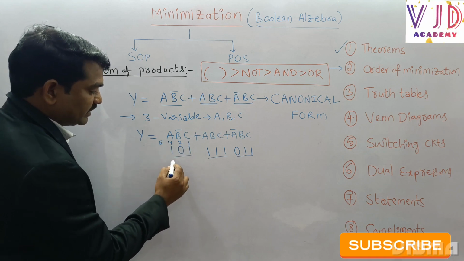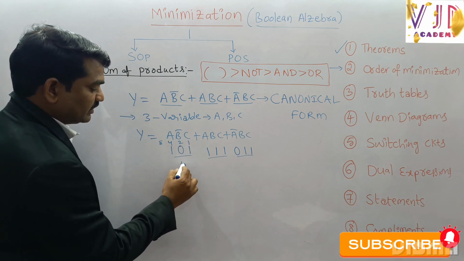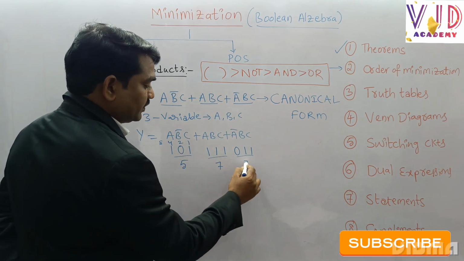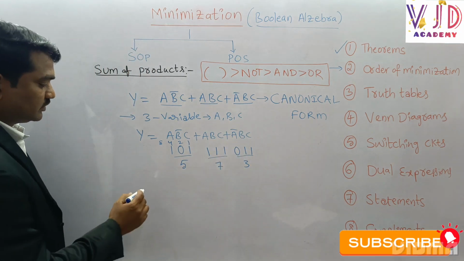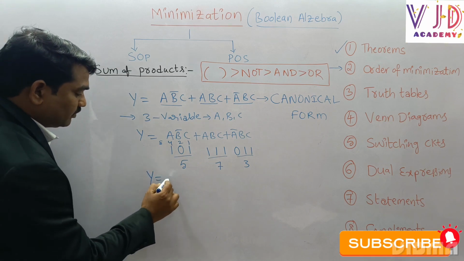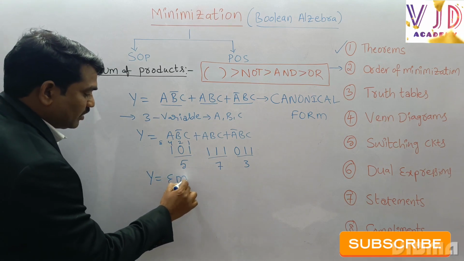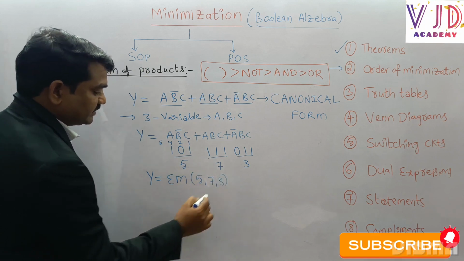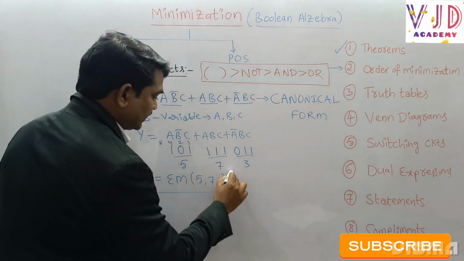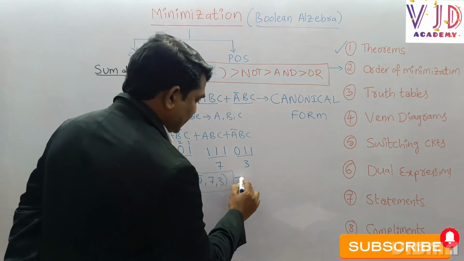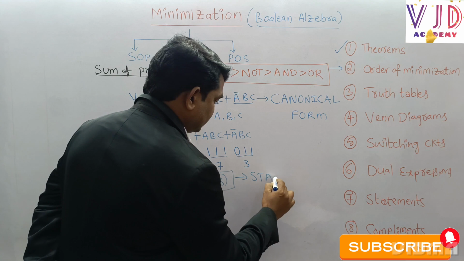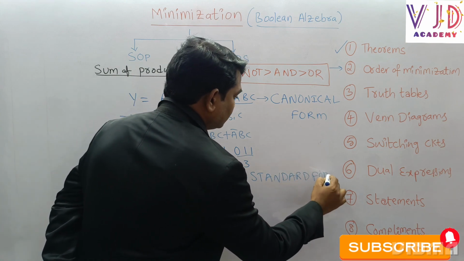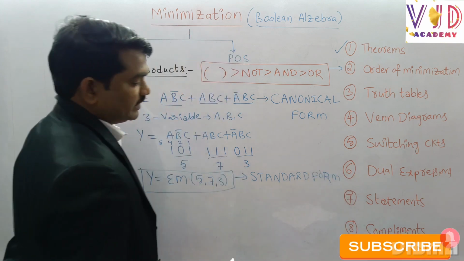According to the 8421 code, 4 plus 1, the value will be 5, and now this value will be 7, and now this value will be 3. So to represent these values, we can write like this: y equal to summation small m of 5, 7, 3. This is the equation, the standard form, we can say the standard form of SOP.